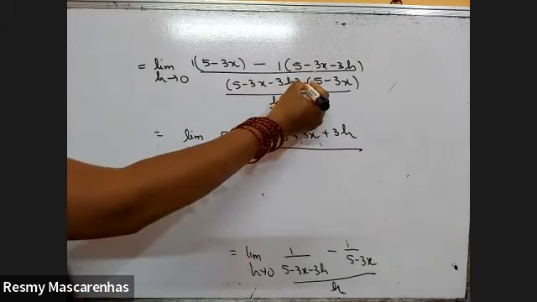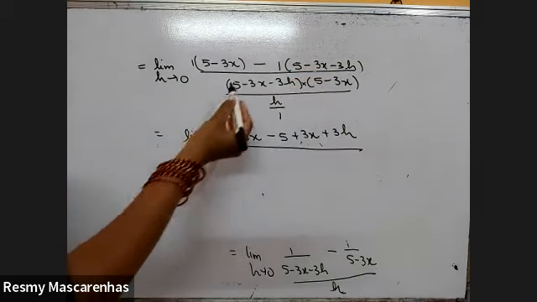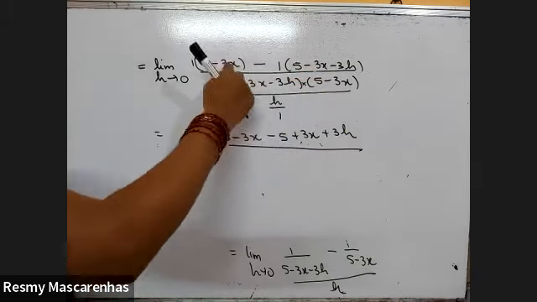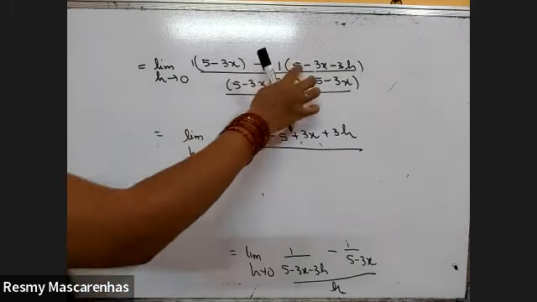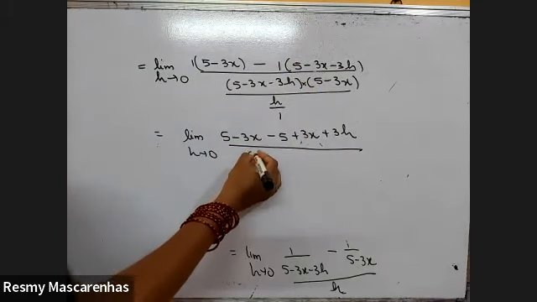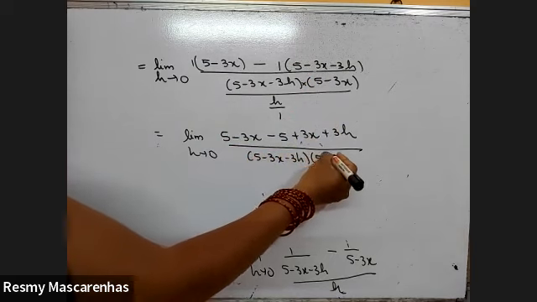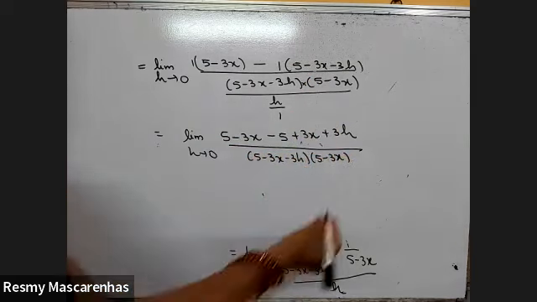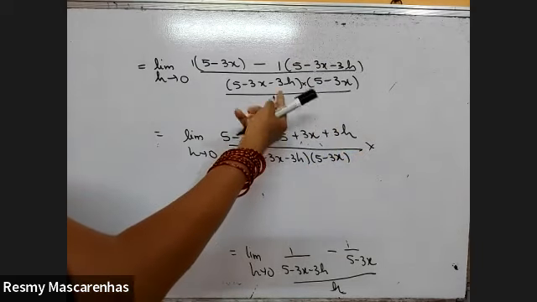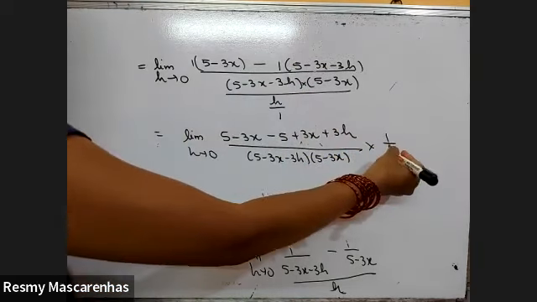Don't go to multiply this. Don't open up the bracket. Keep it as it is. This is multiplication. It will become lengthy. Only the numerator is simplified. Open up the bracket. This copy paste as it is. Don't simplify this. Only thing, this h upon 1 will become 1 by h.